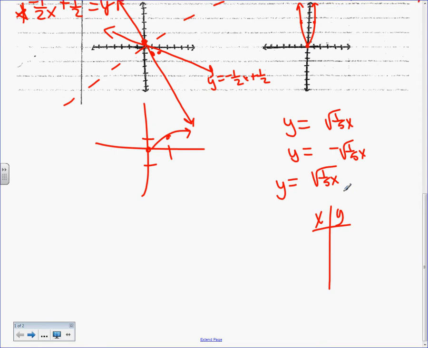I get a negative under the root. Can I take the square root of a negative number? No, it would be an imaginary number. So algebraically we can do that and we can figure out what it is. But graphically we can't graph that.